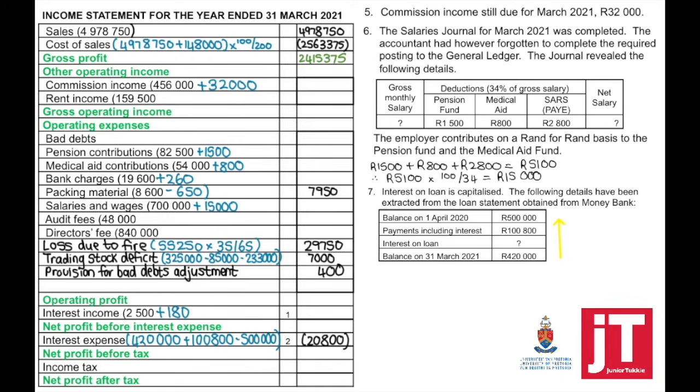Just remember that. So if we look now at our calculation, we are going to say 420,000 plus 100,800 minus 500, the balance in the beginning, and that equals our interest. If you are not sure how to do it in this way, you can open a T account, and that forms part of my calculations.